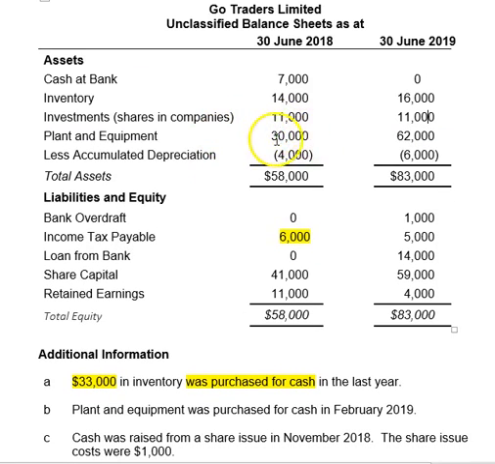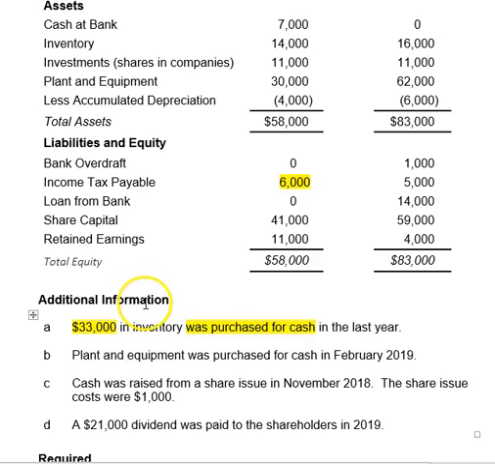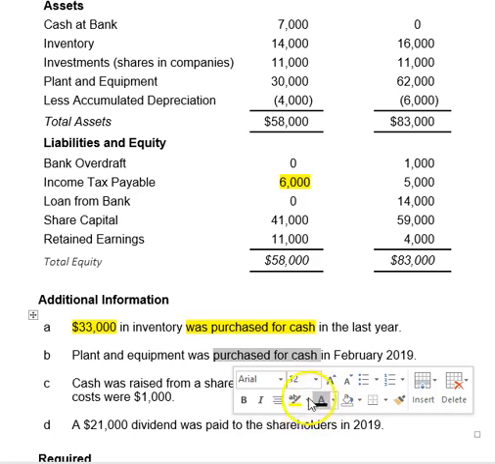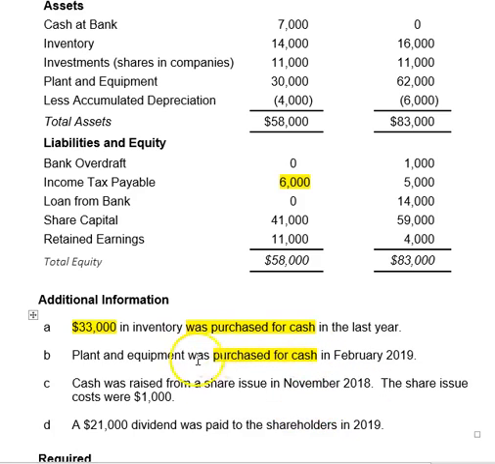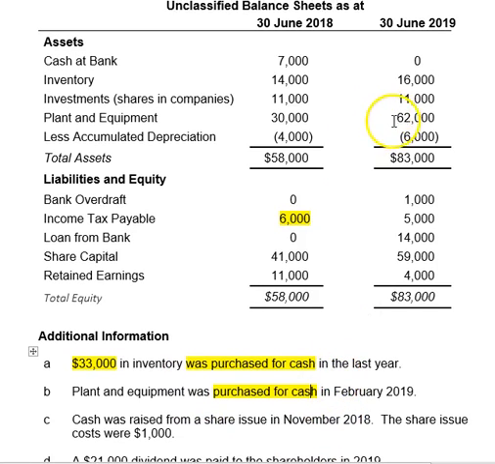Your plant and equipment has increased from 30,000 to 62,000. So there is an increase in your plant and equipment. That means you might have bought some new plant and equipment for your company. So you need to see whether this plant and equipment is bought on credit or bought on cash. If you look at your additional information, your plant and equipment was purchased for cash. That means you bought your plant and equipment by cash. So there is a cash outflow of 32,000 here.